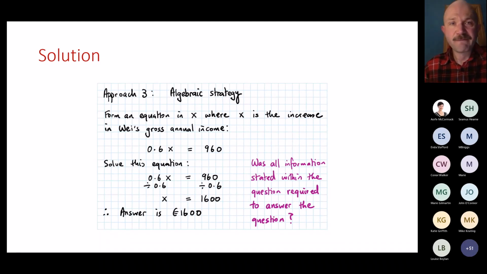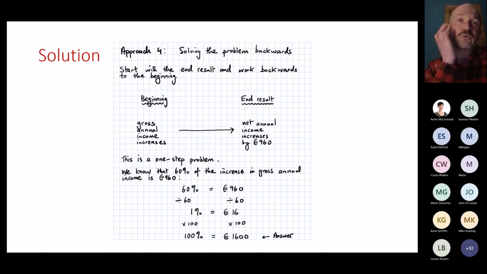So you might get students just to reflect on how they set up the problem and how they recognise what's important, what's not important. And a fourth approach that we haven't mentioned yet, but that could be useful here, would be the approach of solving the problem backwards, where you start with the end result and you work backwards to the beginning. In this case, the beginning would be the point where the gross annual income increases, and the end result would be the fact then that the net annual income has increased by €960.